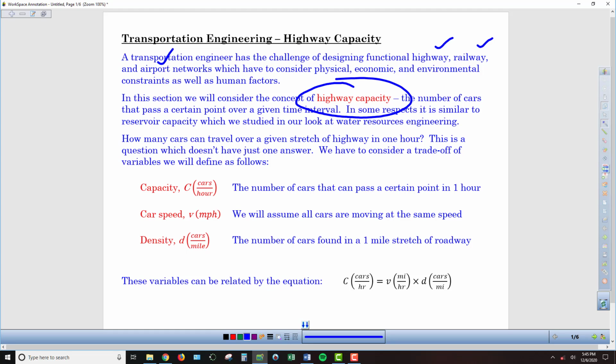How many cars are going to pass a particular point over a given period of time? How many people can we deliver? How many cars can we deliver from point A to point B? So we want to study some of those concepts.